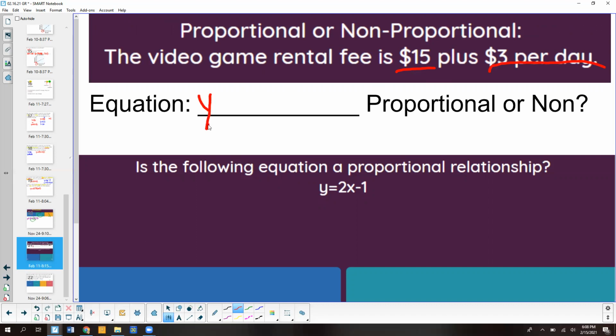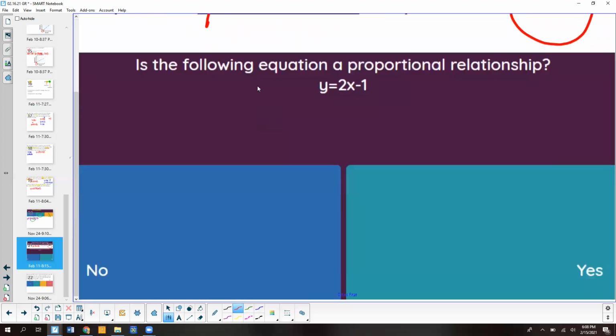If we've got two numbers, it's going to be a non-proportional relationship. That's going to be y equals, we've got a rental fee of $15 plus that $3 per day. So $3 per day is going to be our variable term: 3x plus 15. And remember, if we've got those two numbers, it's going to be non-proportional because that's the y equals mx plus b format.